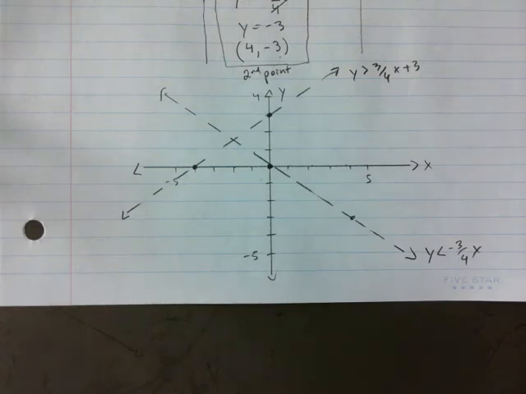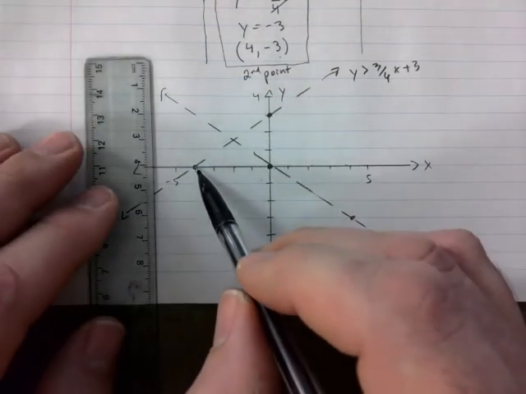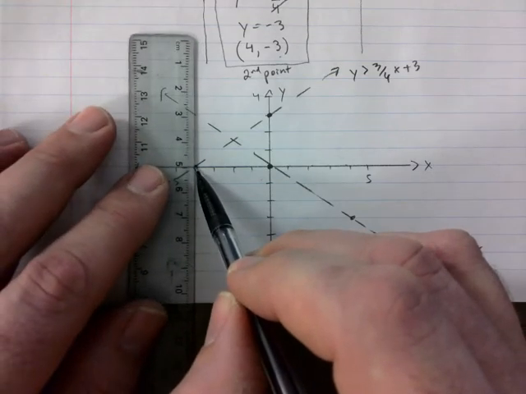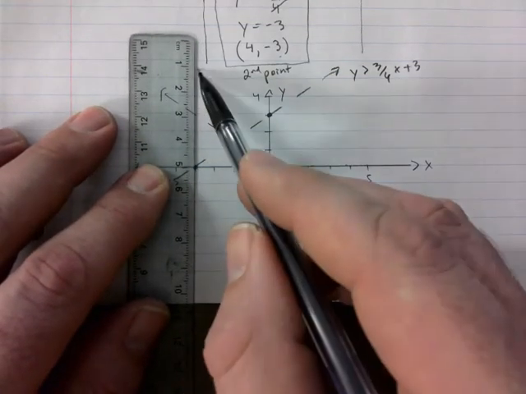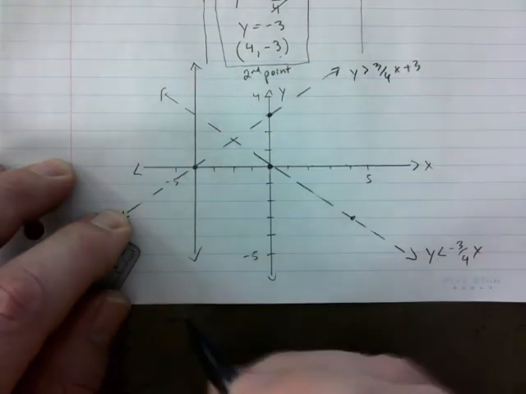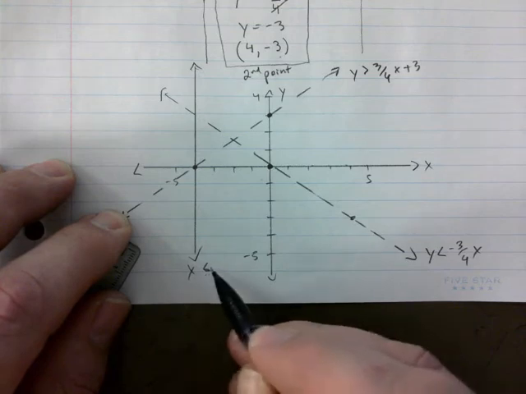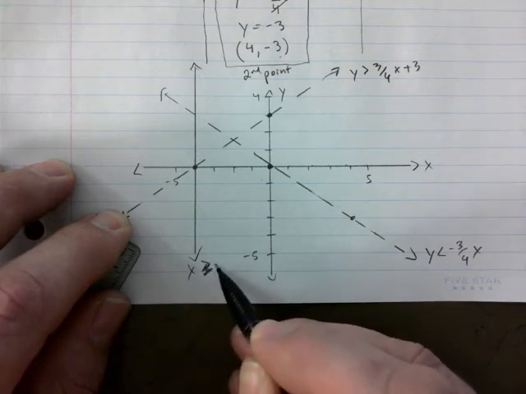And the last one, x is equal to -4. It goes right here. And that one is a solid line. Is it less? Oh no, it's greater than. Sorry, greater than or equal to -4.